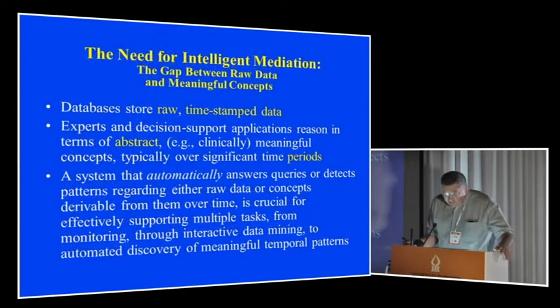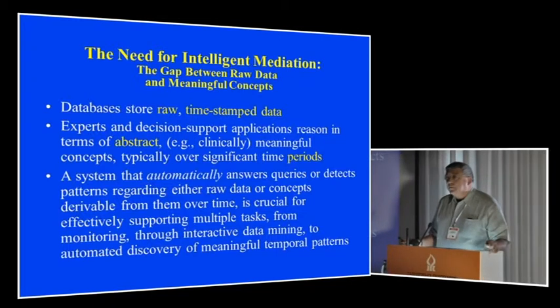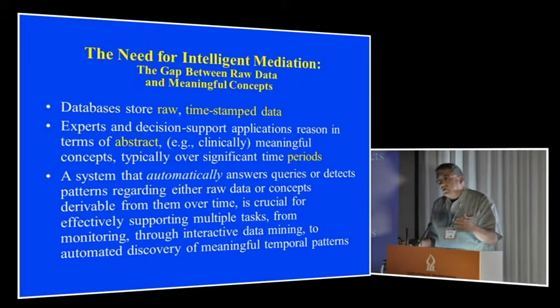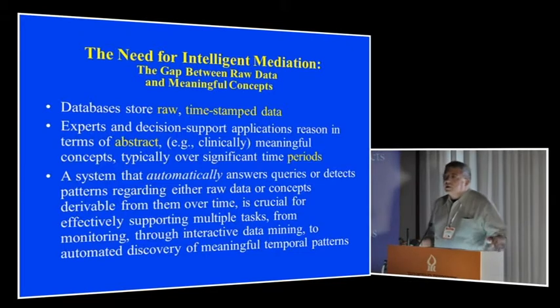Now, what this leads us to is the realization that we need some intelligent mediation. Our queries are going to be to large databases, and they are going to ask about periods of renal damage and deterioration of renal functions and moderate anemia, and they have to be automatically interpreted in a context-sensitive manner, sensitive to whether this is a female or a male, a young or an old patient, and whether they are receiving chemotherapy or not, etc. So we would like to automatically answer such queries over time to support multiple tasks.